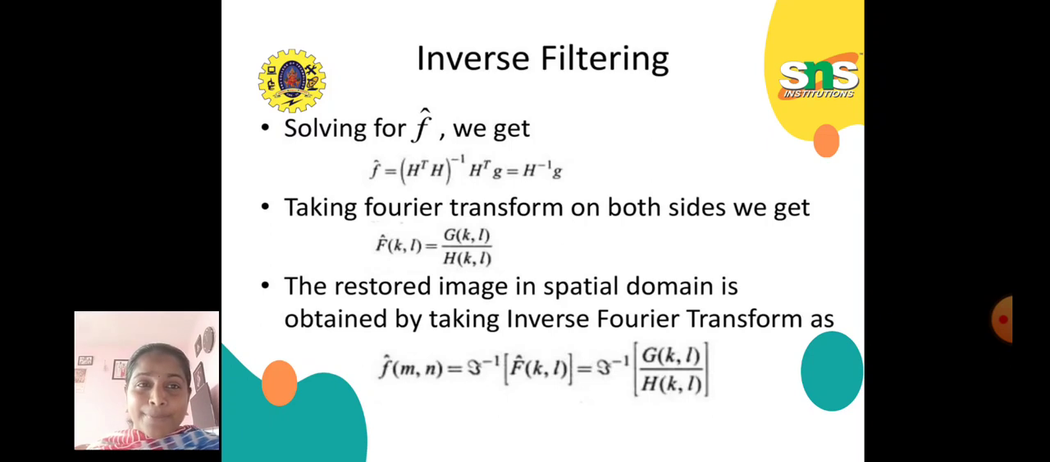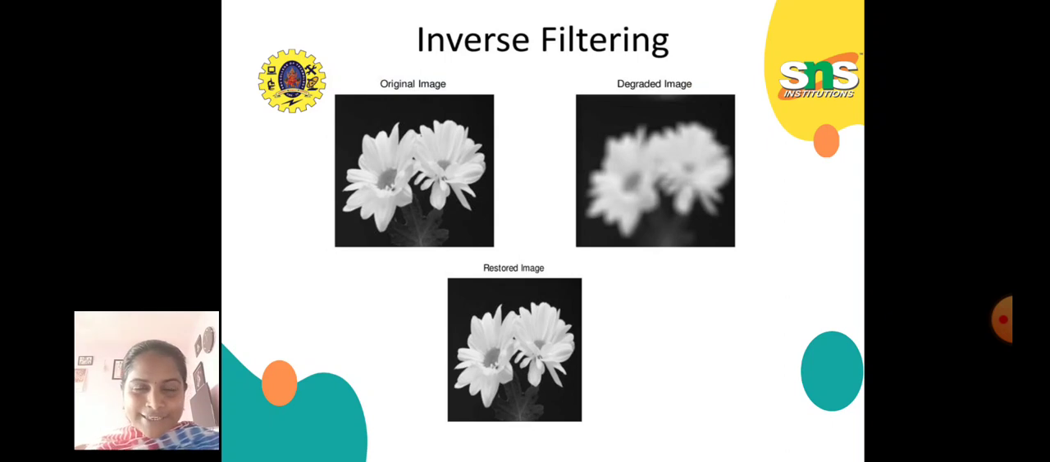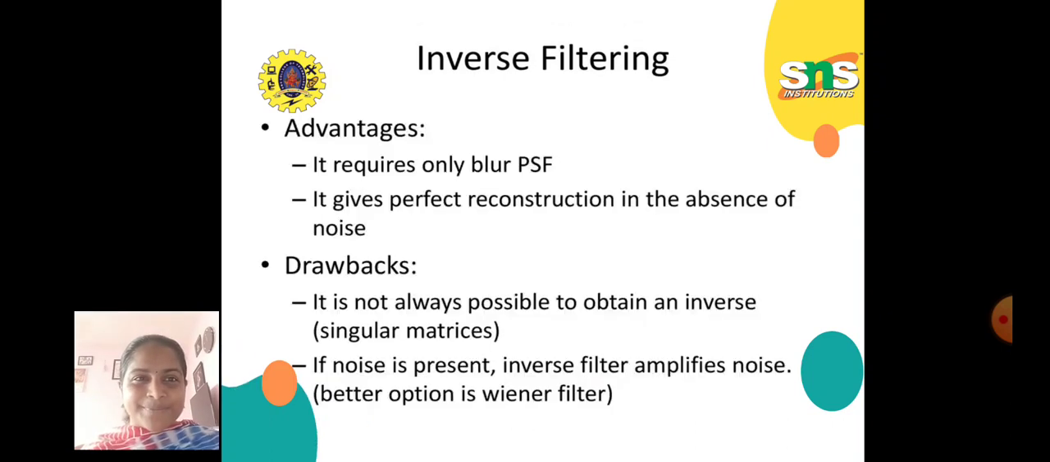Solving for f cap, we get f cap equal to H transpose H inverse multiplied with H transpose G, which is equal to H inverse G. Taking the Fourier transform on both sides, we get f cap of kl equal to G of kl by H of kl. The restored image in spatial domain is obtained by taking the inverse Fourier transform of the previous formula. See here the inverse filtering effect. See the original image, the degraded image and the restored image, which is exactly the same as the original image.